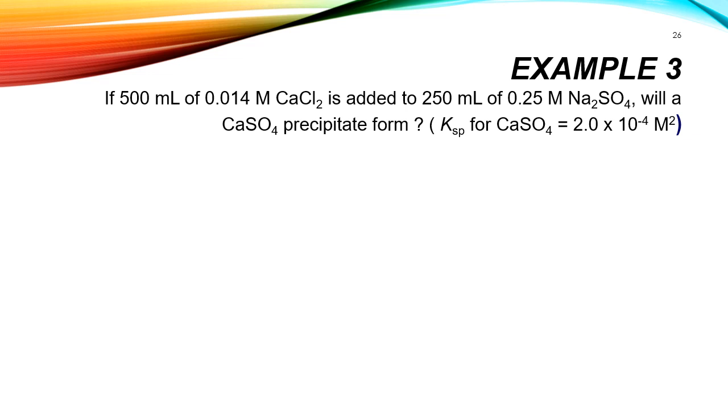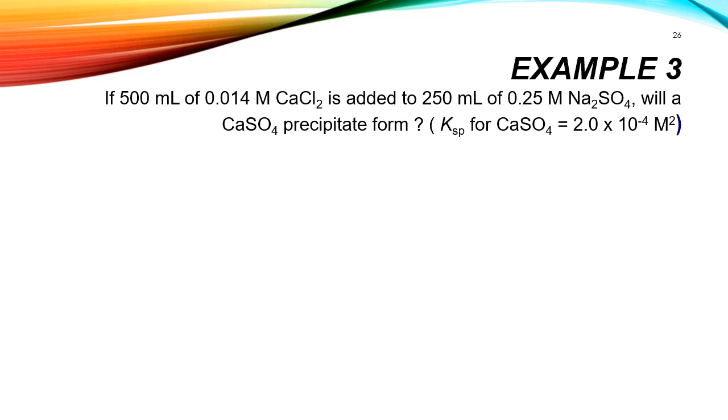Now, let's discuss an example to determine the precipitation. The question is, if 500 ml of 0.014 molar calcium chloride is added to 250 ml of 0.25 molar sodium sulfate, will a calcium sulfate precipitate form? Ksp is given as 2.0 × 10^-4.